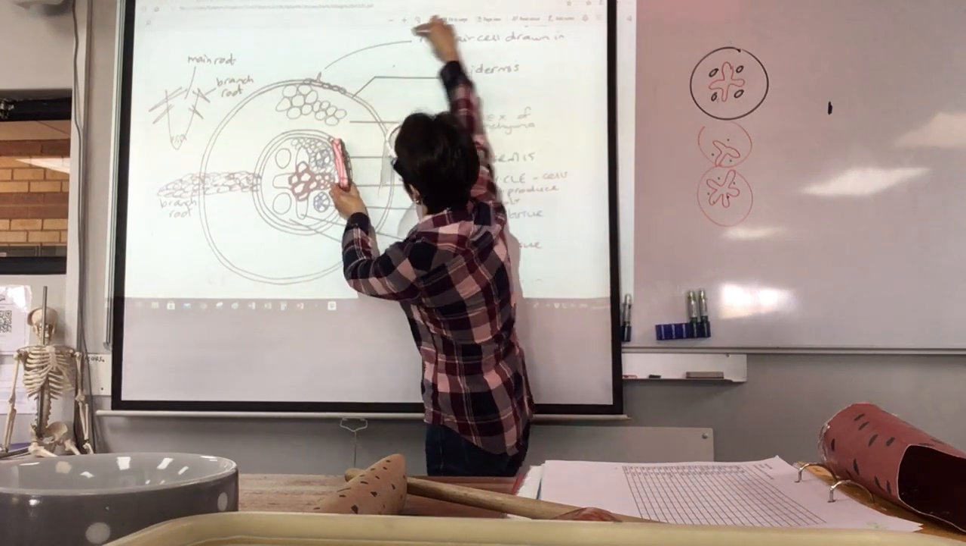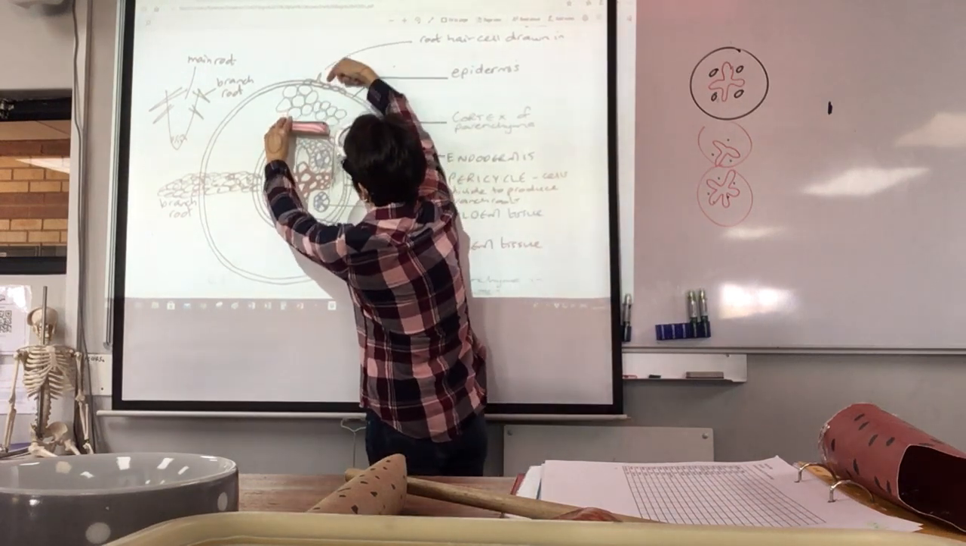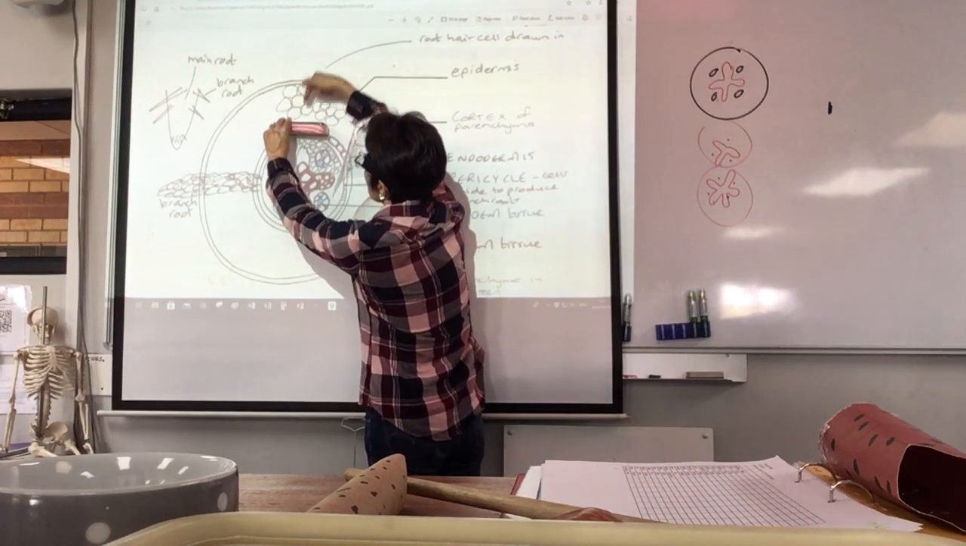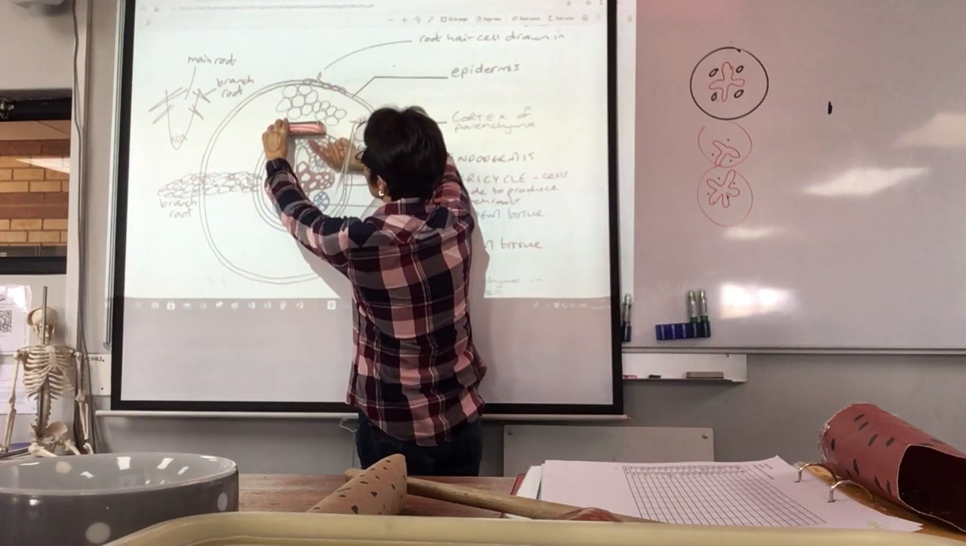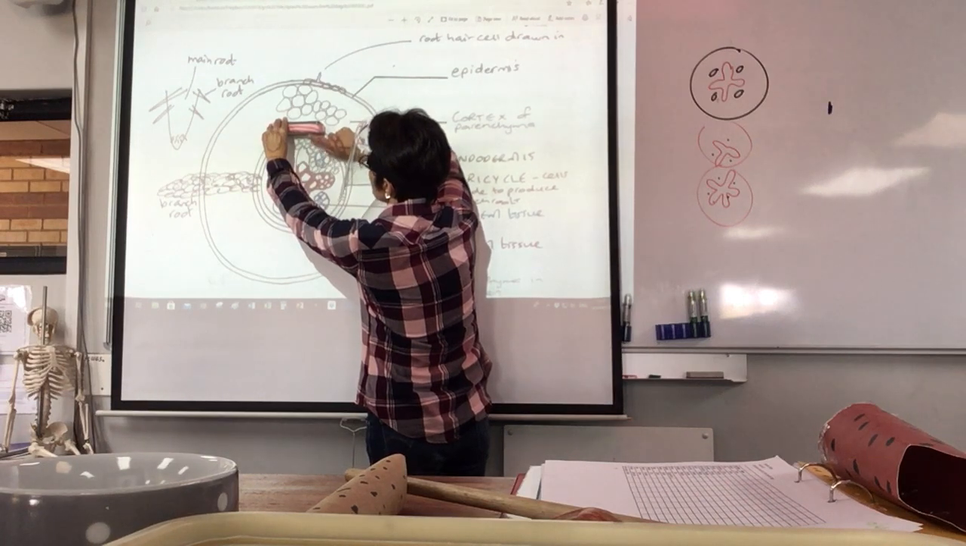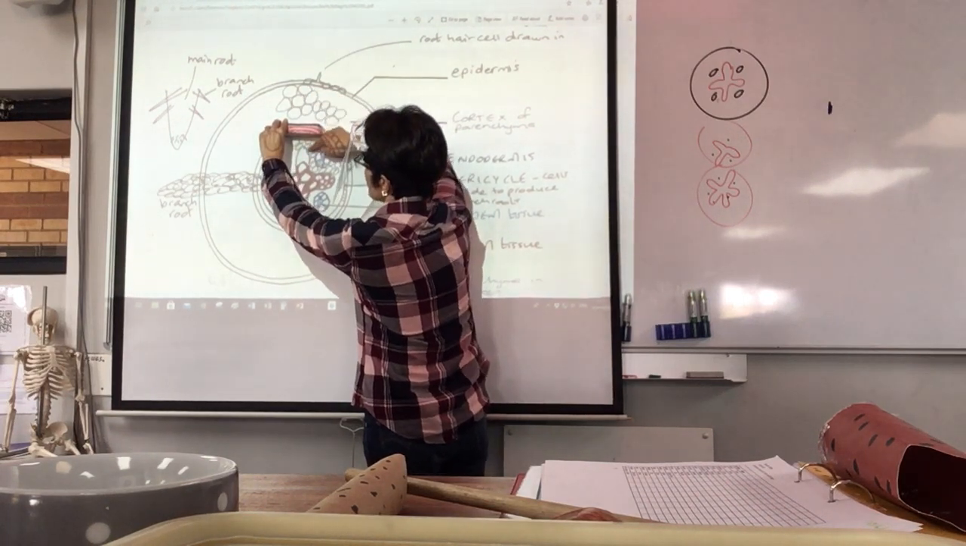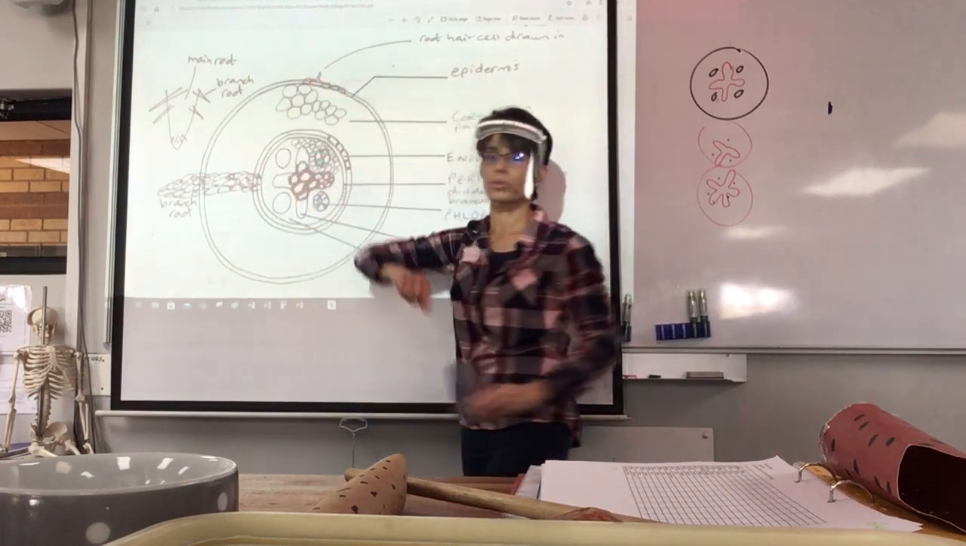So now water goes in across by osmosis from cell to cell to cell, through the middle, and in fact the cells here secrete salts. So what follows salt? Water from this side, and then it goes into the xylem and up the root.